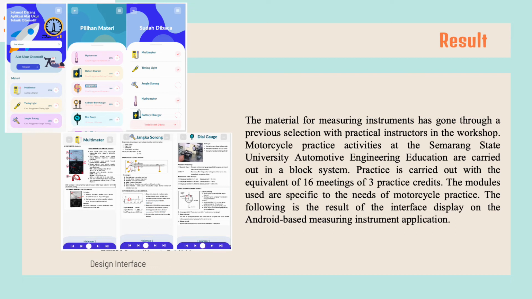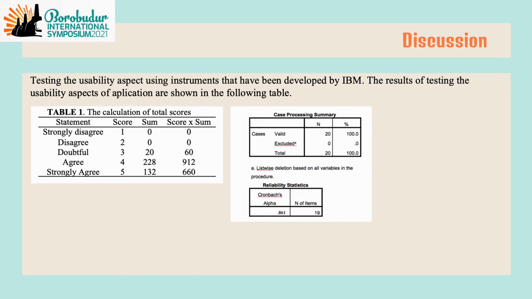This is the interface, and this is the content of the materials. The usability aspect was tested using an instrument that has been developed by IBM. The result of testing the usability aspect of the application is shown in the following table. We have a score of 0.861.